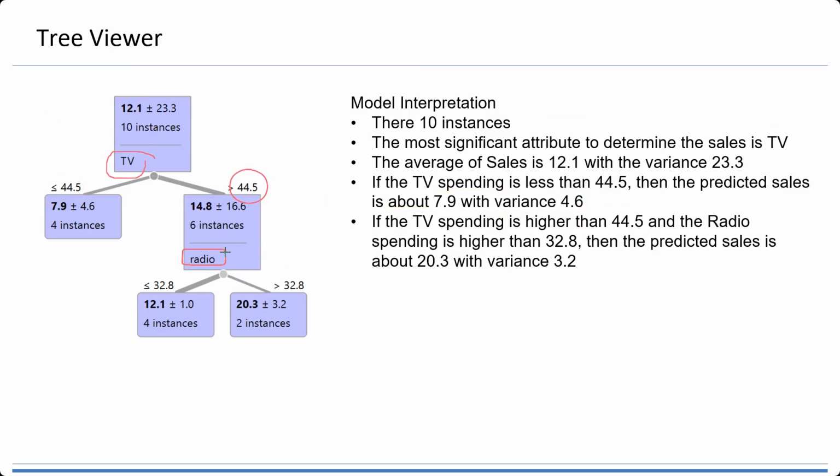So we need to check. If the radio spending is higher than 32.8, the predicted sales is about 22.3 with the variance 3.2. Okay, so this is the predicted sales, 20.3 with the variance 3.2. But if the radio spending is less than 32.8, then this is the predicted sales.